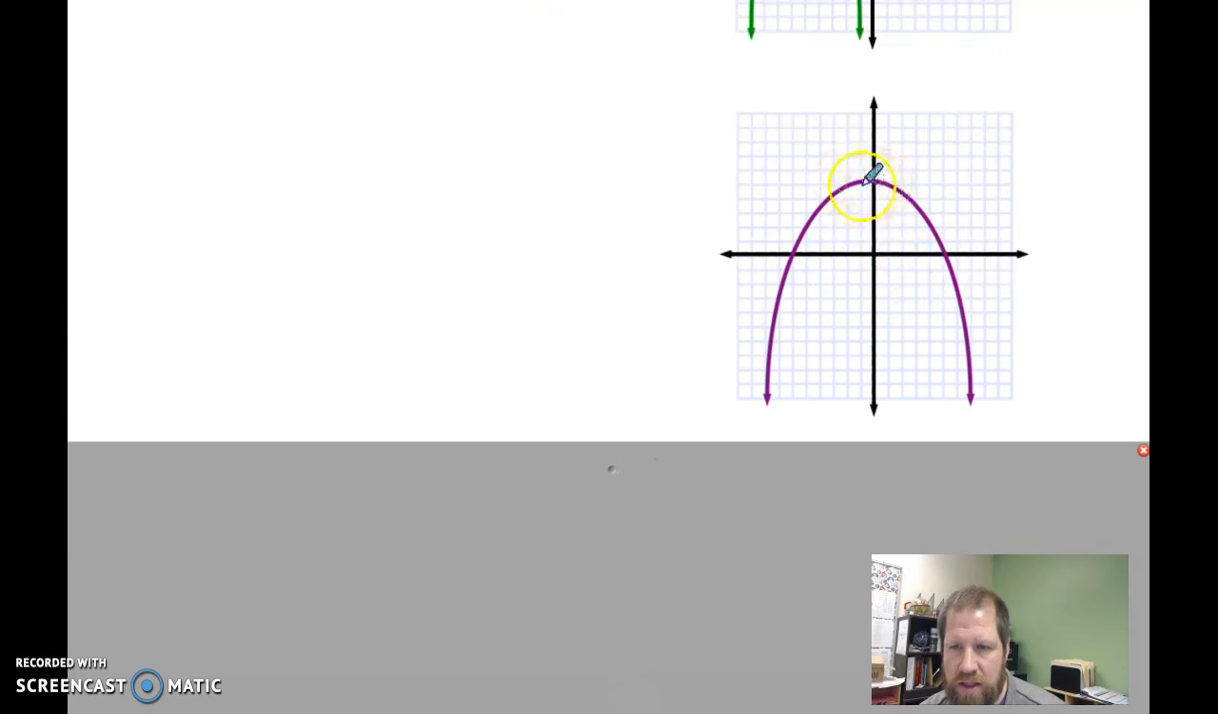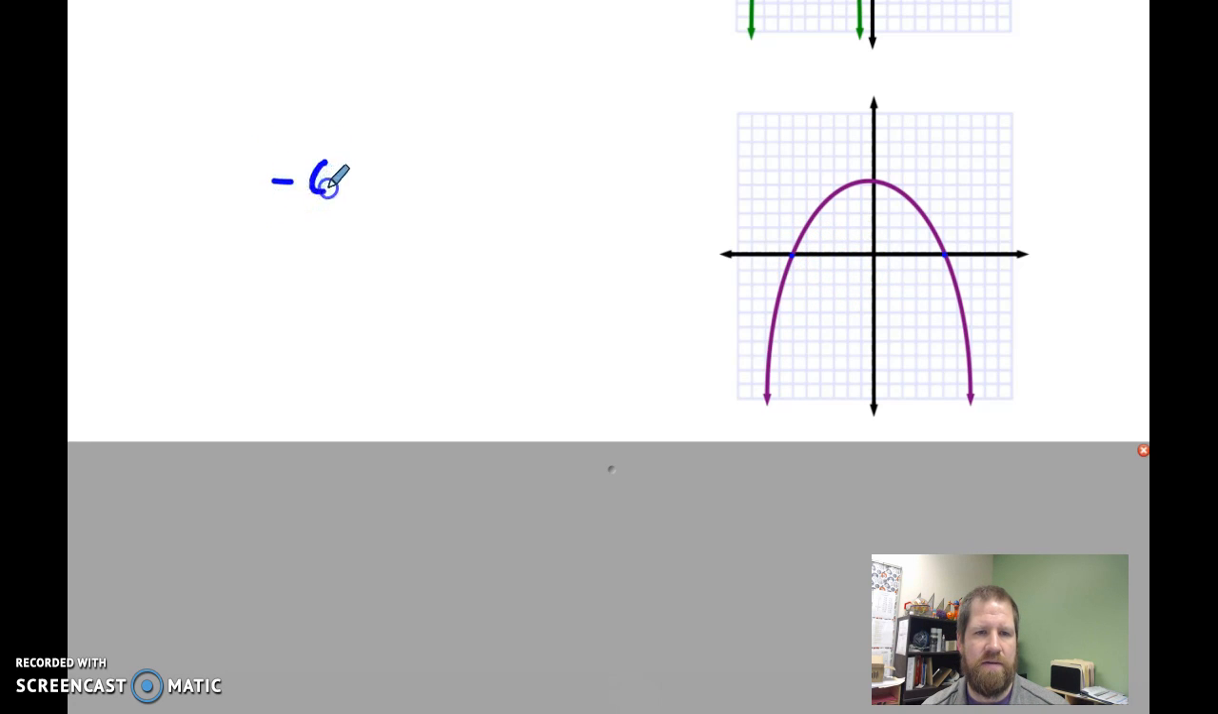It's hard for me to see exactly where my vertex is, where my axis of symmetry would be on this one, because it doesn't look like it's right on my y-axis. So I can find my zeros. This one looks like it's at positive 1, 2, 3, 4, 5. And this one is at -1, 2, 3, 4, 5, 6.